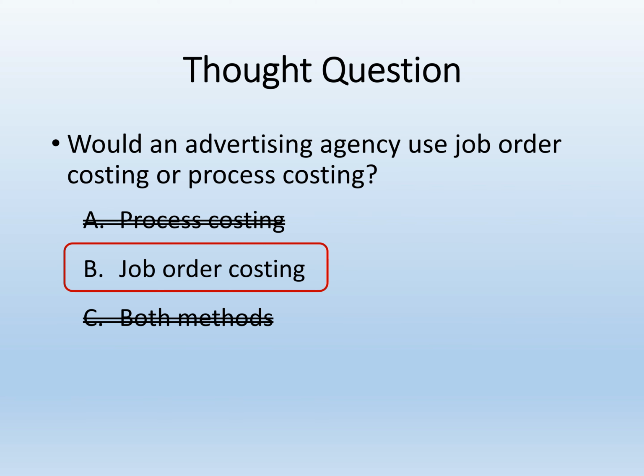An advertising agency should be using job order costing. Each client is a separate job, and each client needs different things from the firm. Some clients are interested in print advertising. Other clients want television spots. A client of an advertising agency wants the services that are uniquely appropriate for that customer's needs. So job order costing would be the right method to choose.